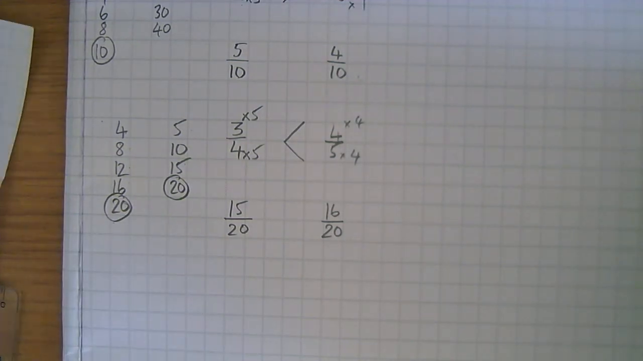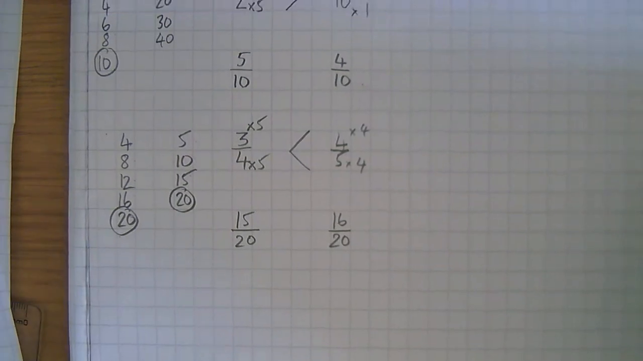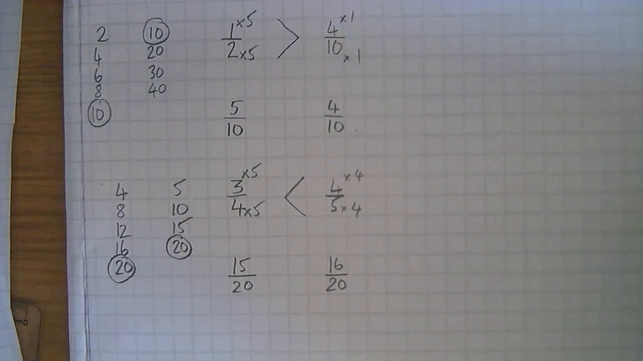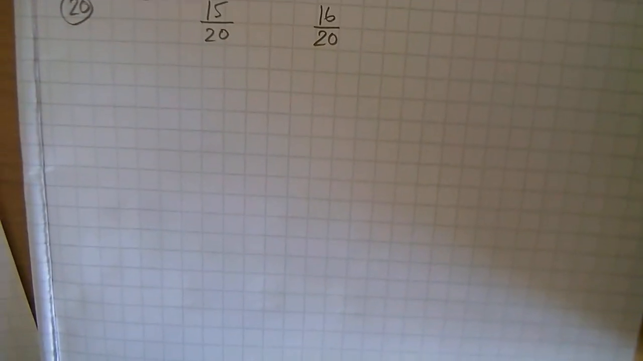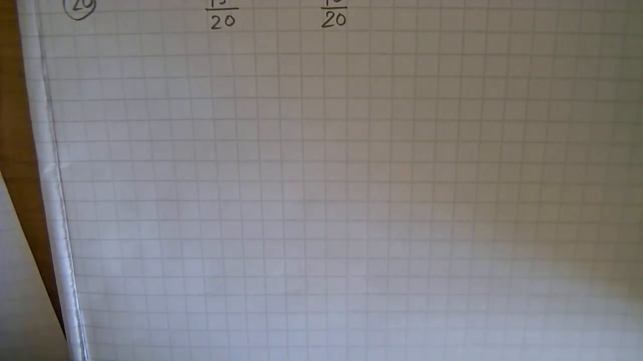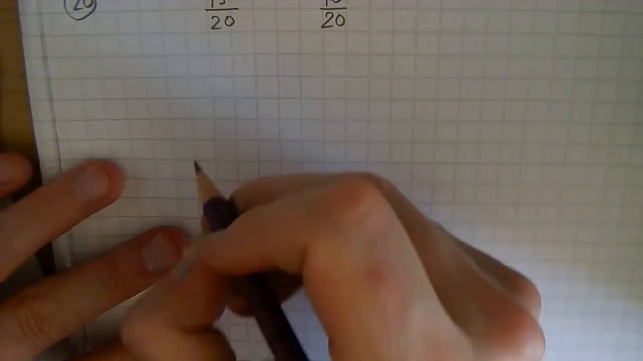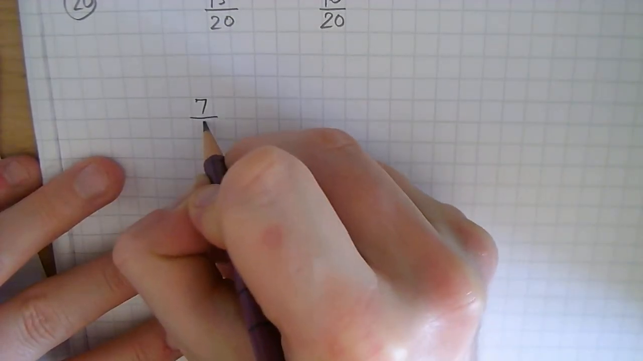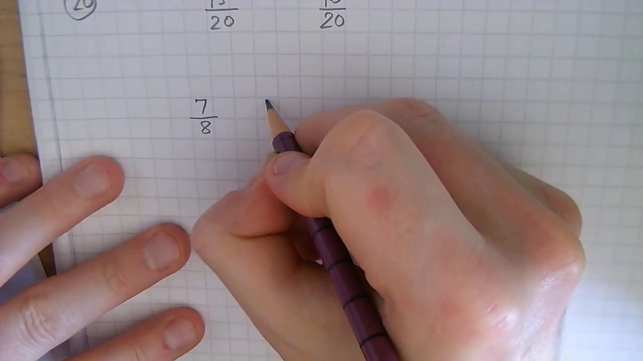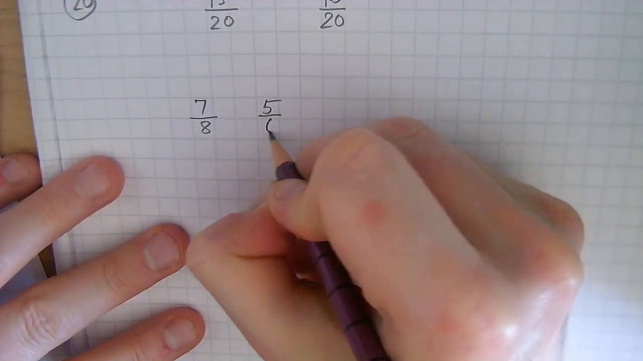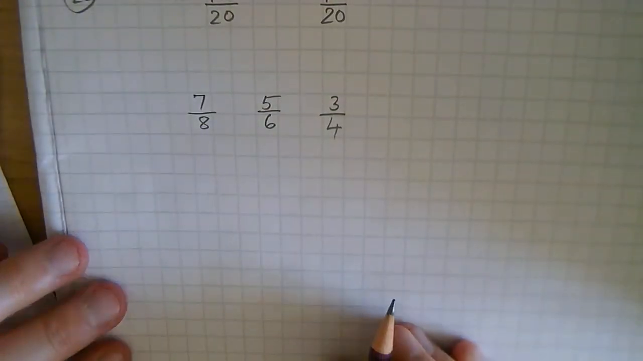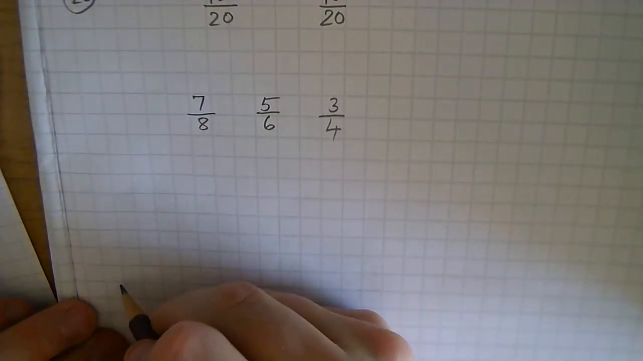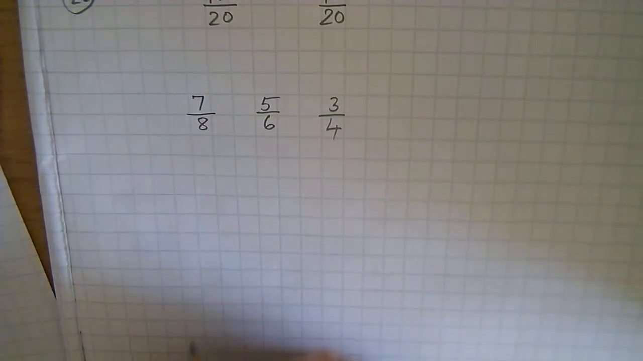Now you might get a question that asks you to order 3 or 4 fractions and put them in order, normally from smallest to largest, that's in ascending order. So let's look at one of those. Let's say we have 7/8, 5/6, and 3/4, and we want to put them in order from smallest to largest.